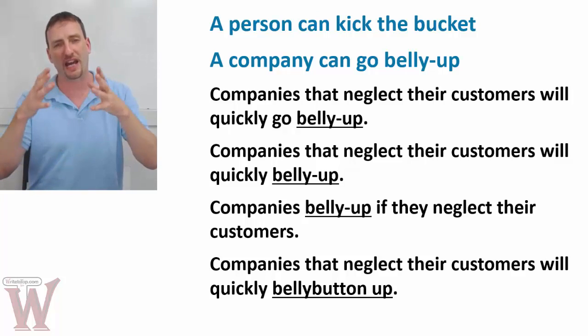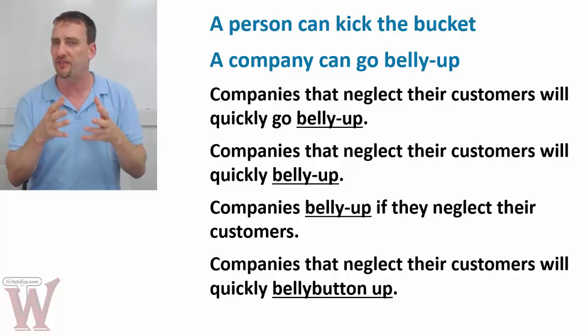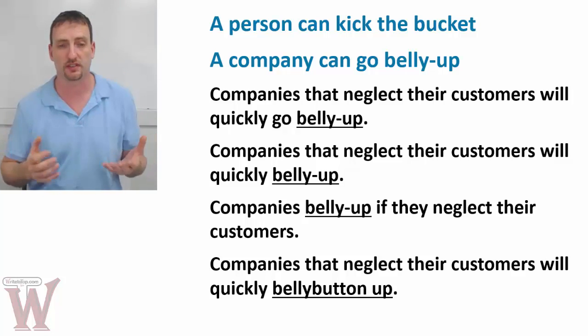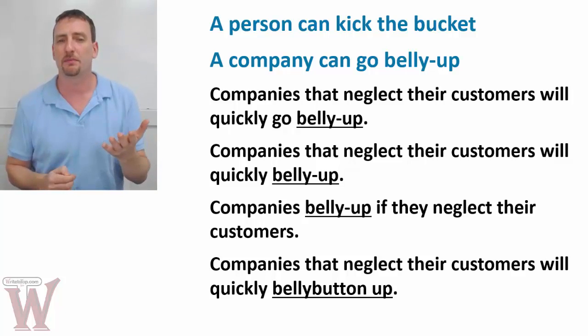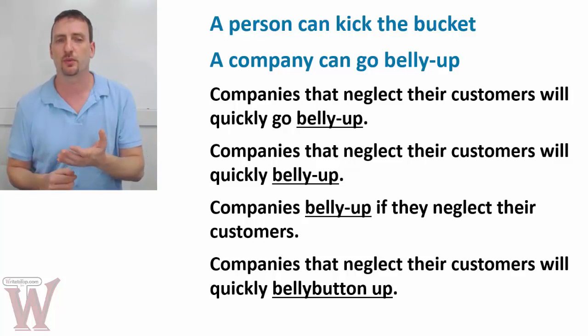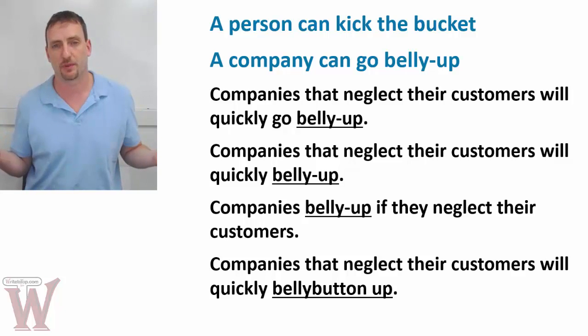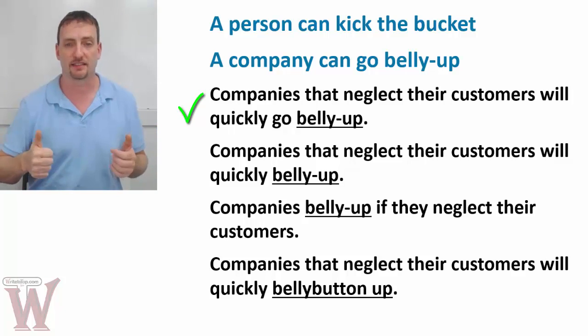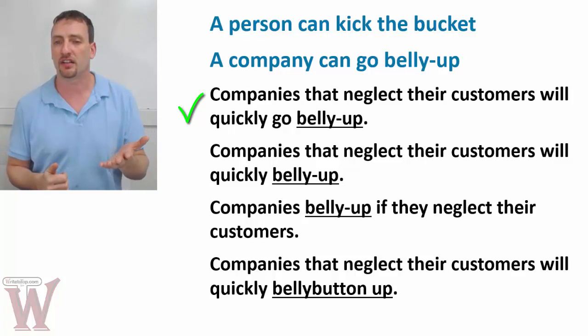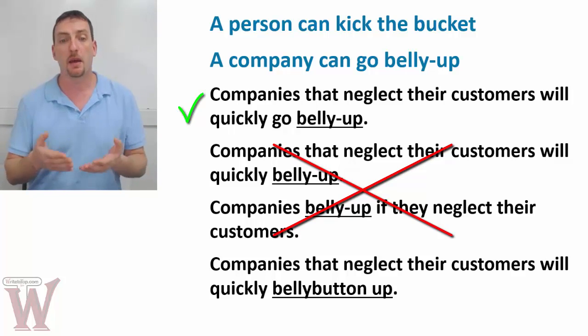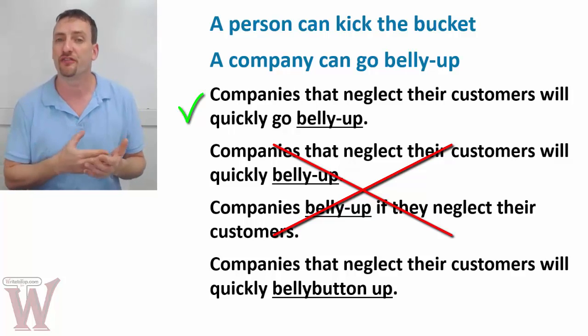Now also notice that you have to know the full idiom. If you don't know the full idiom, don't use it. Here are some examples. Companies that neglect their customers will quickly go belly up. They will quickly go out of business. Okay, they will fail. Good sentence. Companies that neglect their customers will quickly belly up. Not correct. Companies belly up if they neglect their customers. Also not correct. Why? Belly up is not a verb.